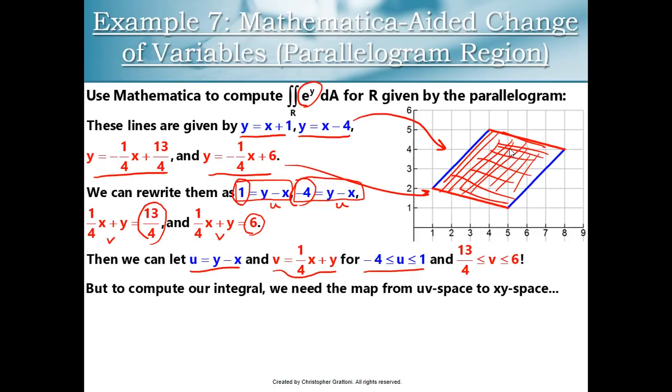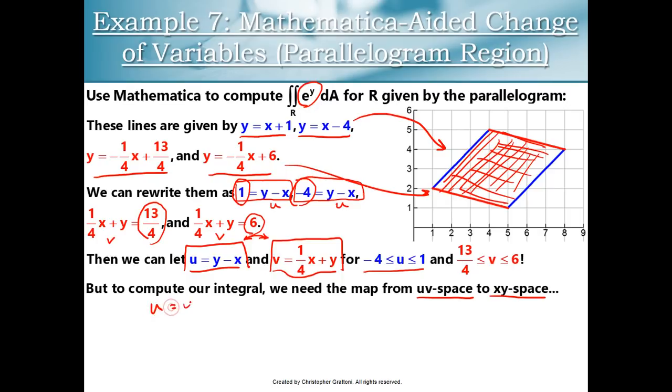We kind of have our substitution, but we also kind of don't, because when we're finding our area conversion factor, we need our map that goes from UV space into XY space rather than the other way around. So you don't usually want to write U as a function of X and Y and V as a function of X and Y. I need X as a function of U and V and Y as a function of U and V. Of course, it's just a little bit of algebra to switch between them, though.